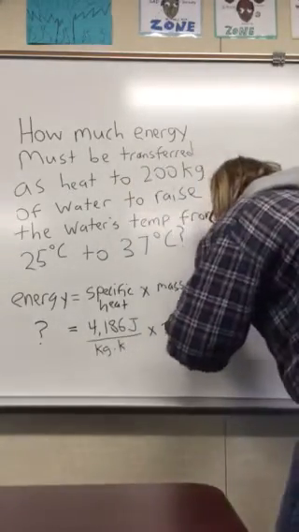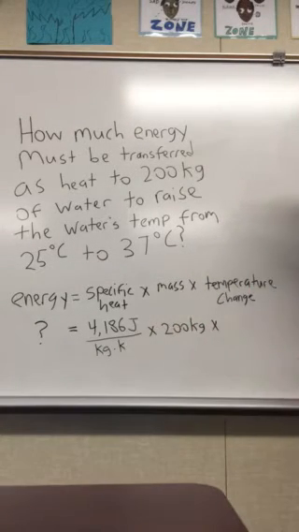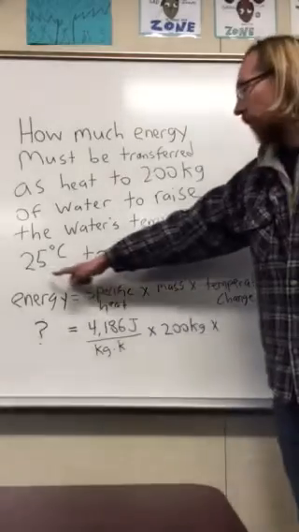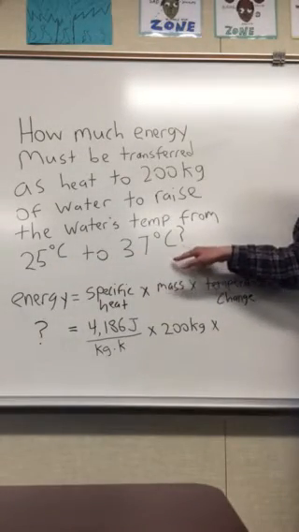And now the very last thing that we want to put in before we multiply these numbers to get our answer, we want to find the temperature change. We want to find the value for how much the temperature went up. So we have two numbers here. We have a starting value of 25 and the temperature increased to 37 degrees Celsius.